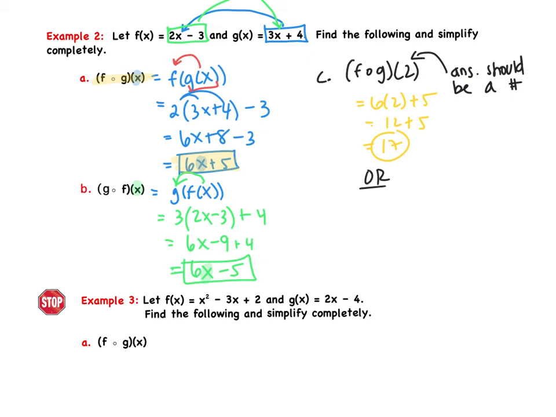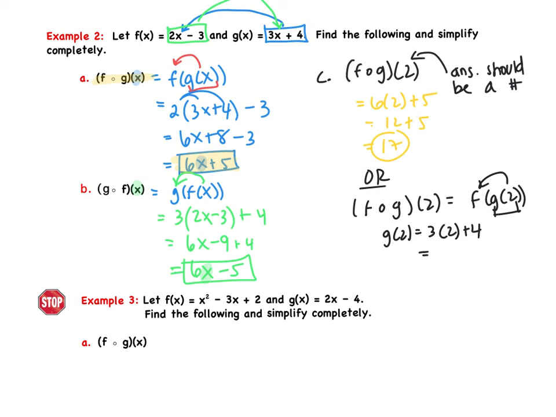Or f of g of 2 is the same as f of g of 2. So we could find g of 2 and plug it into f. So let's do that real quick. G of 2, we get 3 times 2, add 4. So this is 6 add 4, which is 10. That 10 then goes into f. So we get 2 times 10 minus 3. 20 minus 3 gives us a 17. And that shouldn't be a shock. We already knew from up above in yellow we were going to get 17.